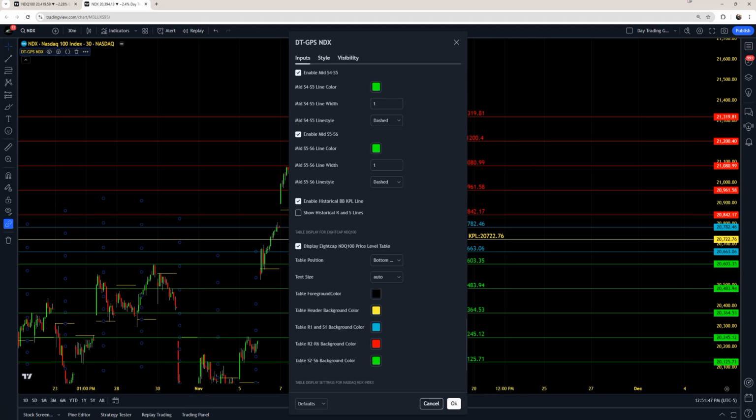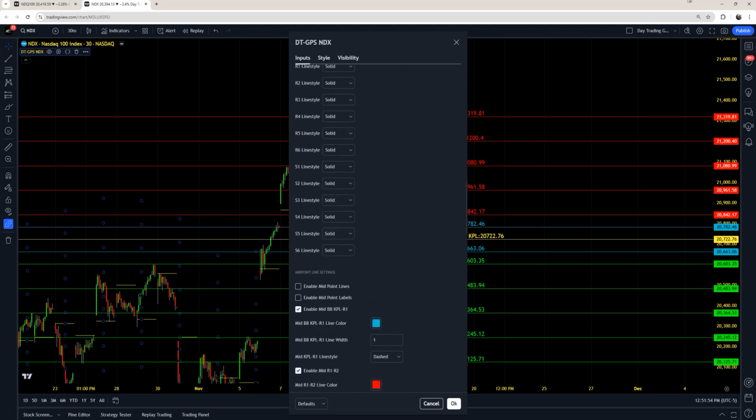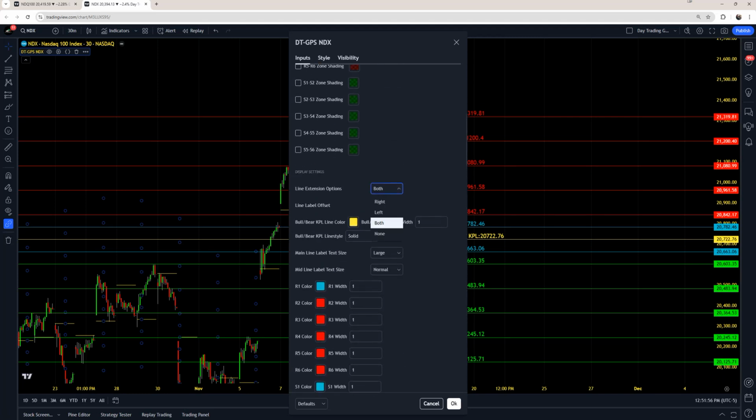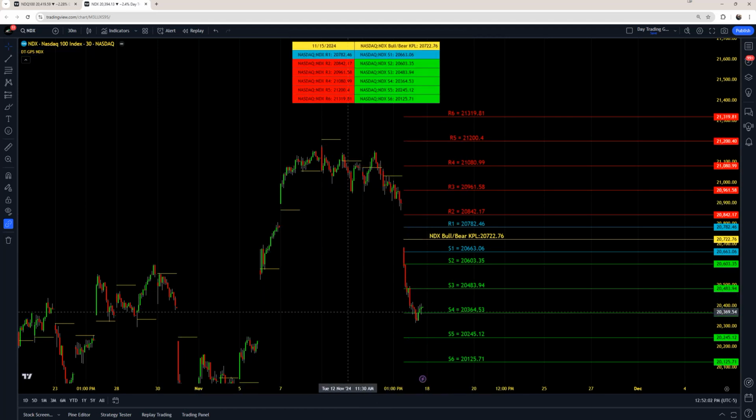lines either extended both or extended right only. So this is extended both, and if you have extended on right only, then this is what it would look like.